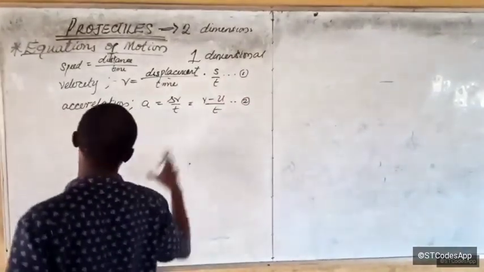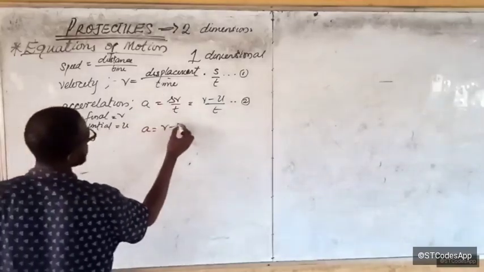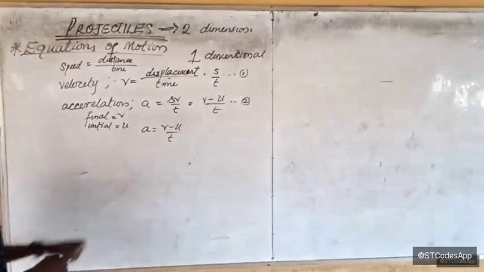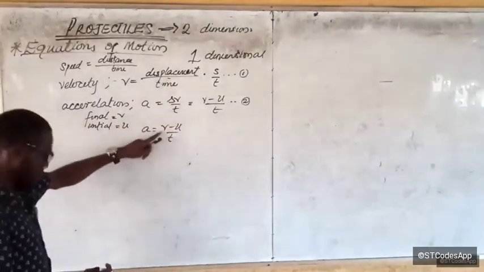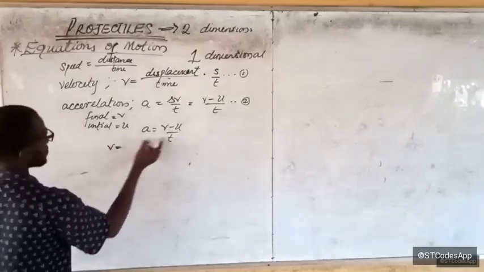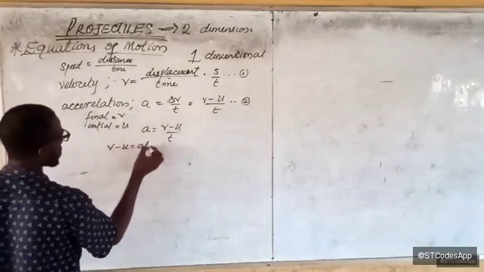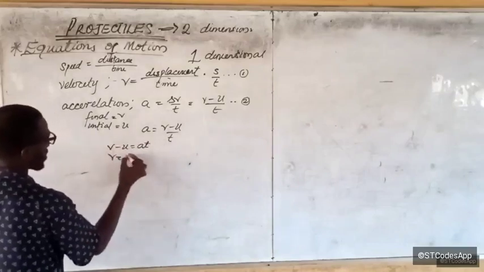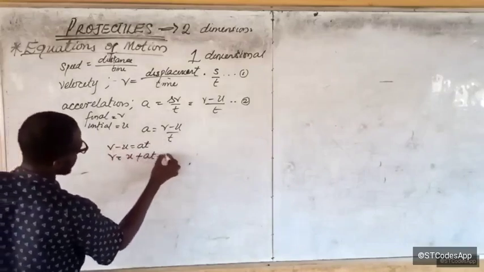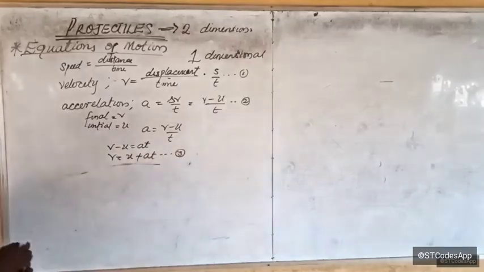So it means that from here, we can derive a new equation. If a is v minus u over t, we can derive a new relation for v. And v therefore becomes what? We will cross multiply and have v minus u equal to at, so that v will be equal to, this goes there, u first plus at. This becomes equation 3.